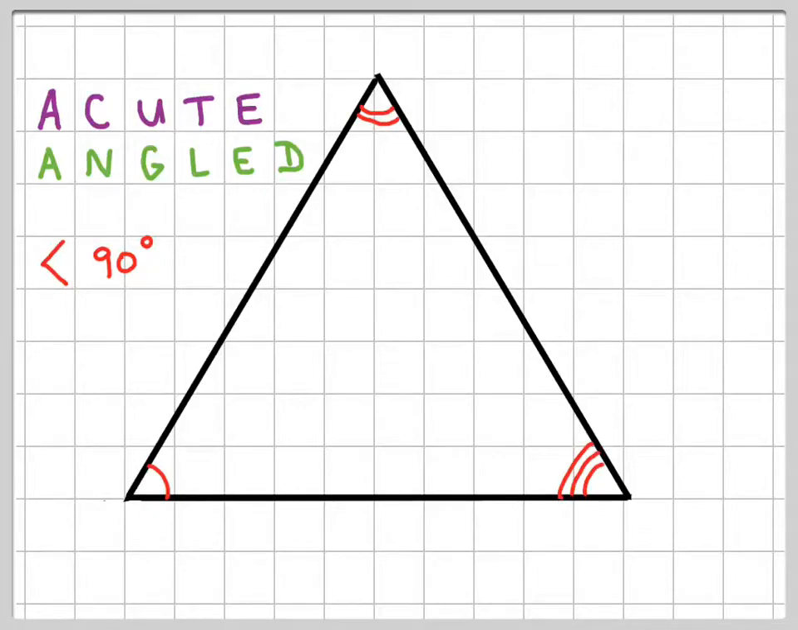Let's learn how to classify triangles. The first one we're looking at is an acute angled triangle. Now, if you remember, acute means between 0 degrees and 90 degrees, not on 90 degrees, just under 90. So in other words, these angles, this one, and this one, will all be smaller than 90 degrees. That makes it an acute angled triangle.